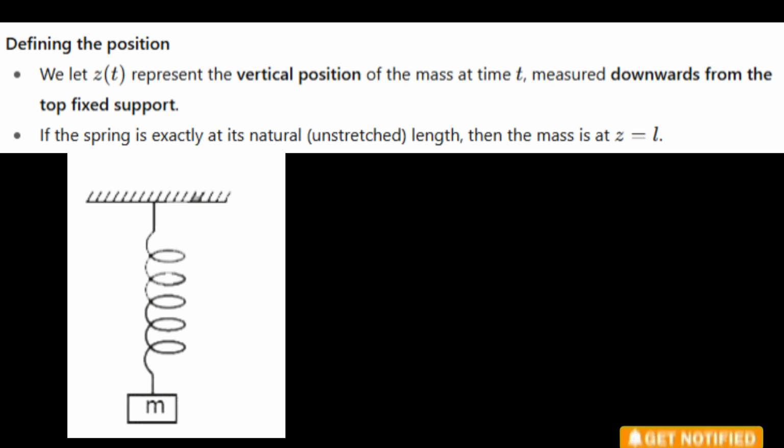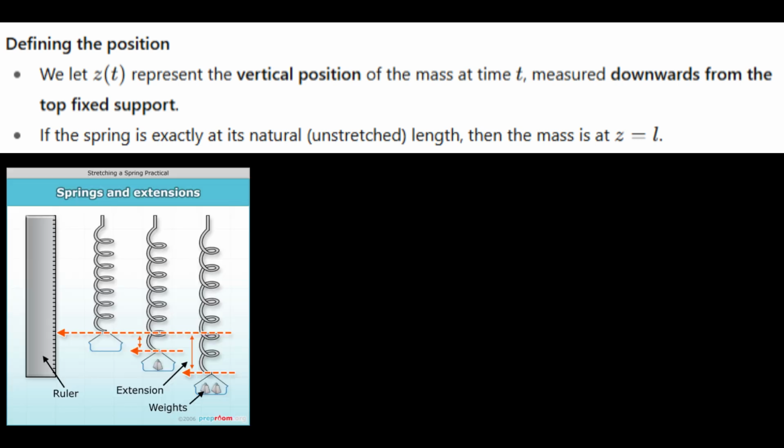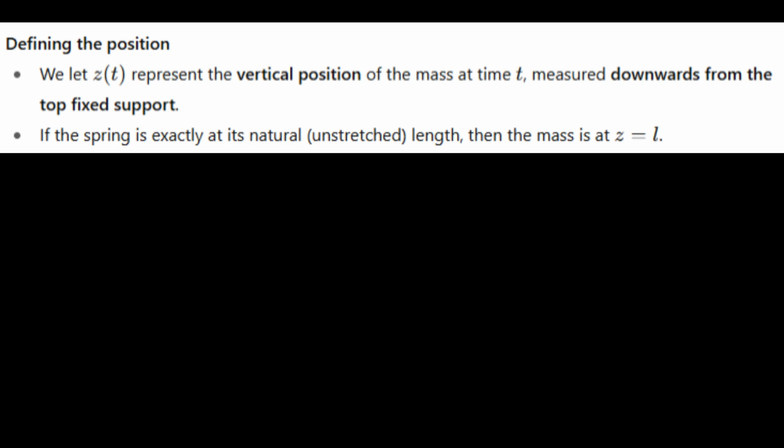1. Defining the position. We let z(t) represent the vertical position of the mass at time t, measured downwards from the top fixed support. If the spring is exactly at its natural, unstretched length, then the mass is at z equals L.